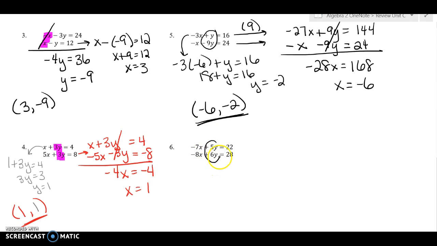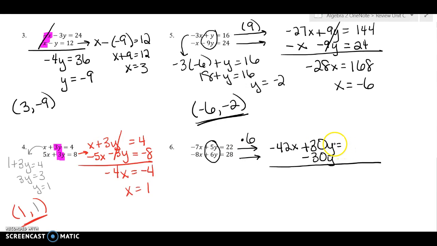I'm choosing to get rid of the y's just because they're smaller. And so I'm going to have a positive 30y and a negative 30y. Doesn't matter which one's positive or negative. I usually like to see my negatives on the bottom, so I chose that one. So I'm multiplying the top number by 6. So I get negative 42x equals 22 times 6 is 132. And then this one, I have to make it negative. So I'm going to have to times by a negative 5. So I get a positive 40x. And then 28 times negative 5 is negative 140.